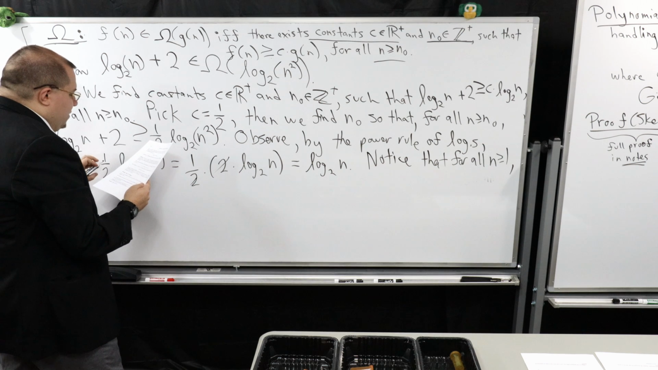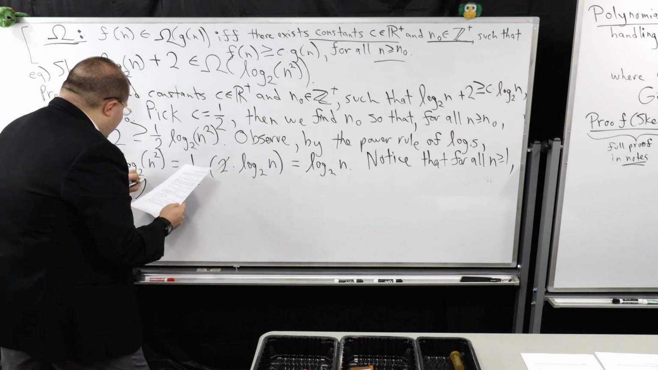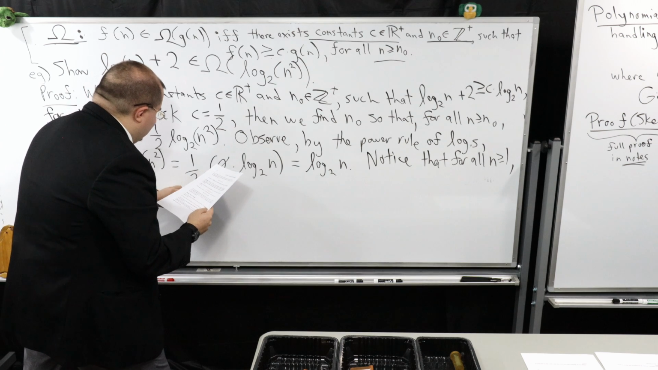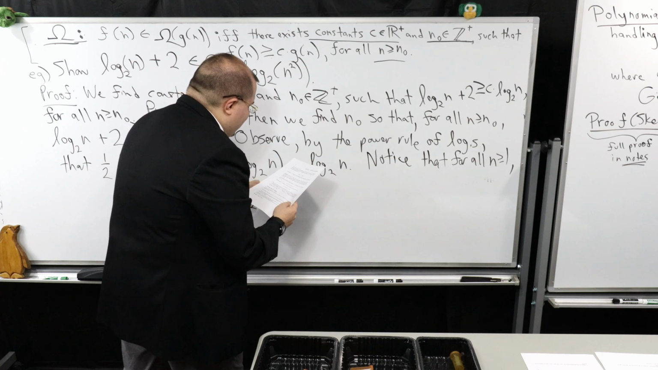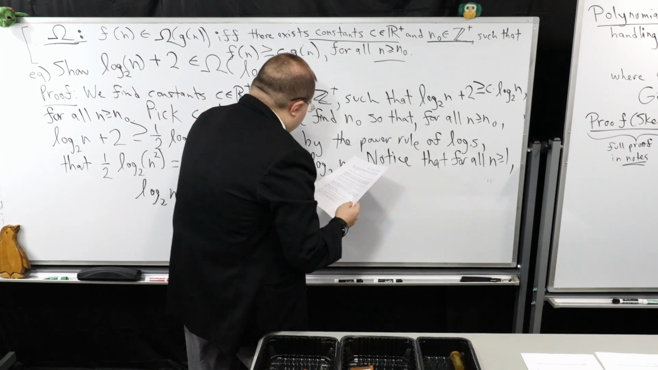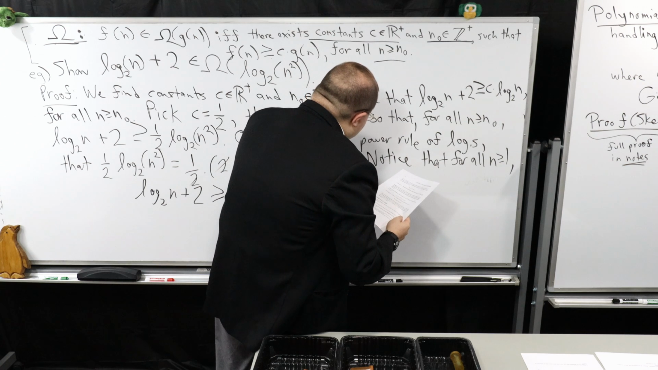So if I have this, then I could just simply write, okay, well, log base 2 of n plus 2 is greater or equal to log base 2 of n. So choose n0 is equal to 1.